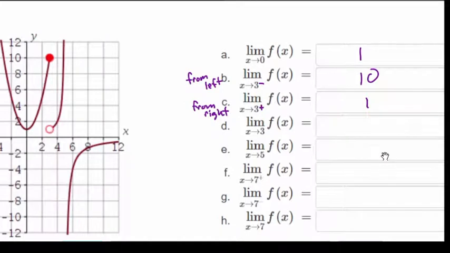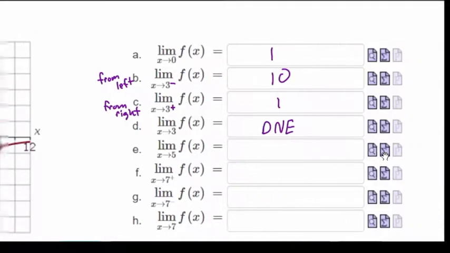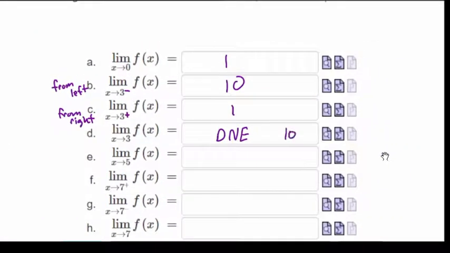All right, so what is our limit as we approach 3? Well, remember that's from the left and the right, and this is where it's a problem. These values are not the same, so this limit does not exist. It exists from the left, it exists from the right, but as x approaches 3 from the left and the right, those values are not the same, and so the limit doesn't exist. Because why? Because 10 does not equal 1.